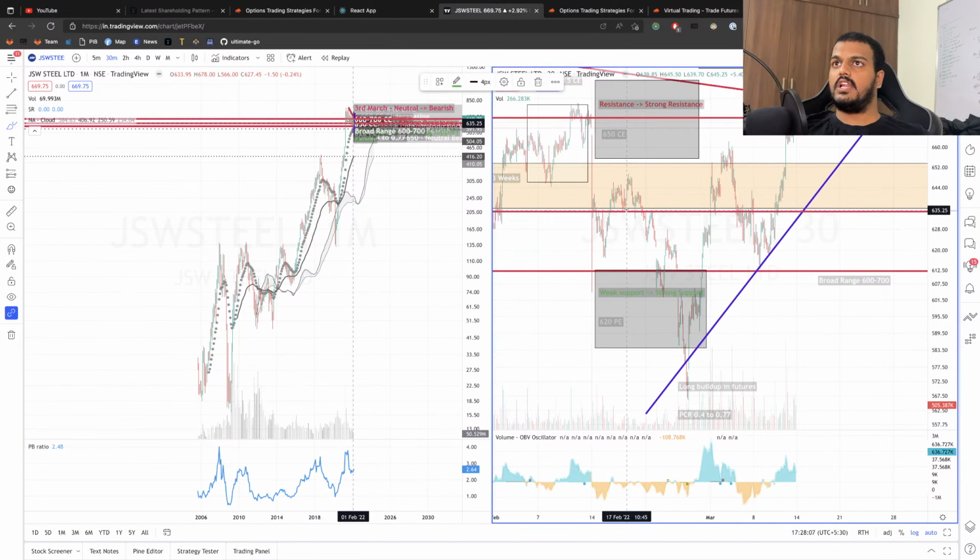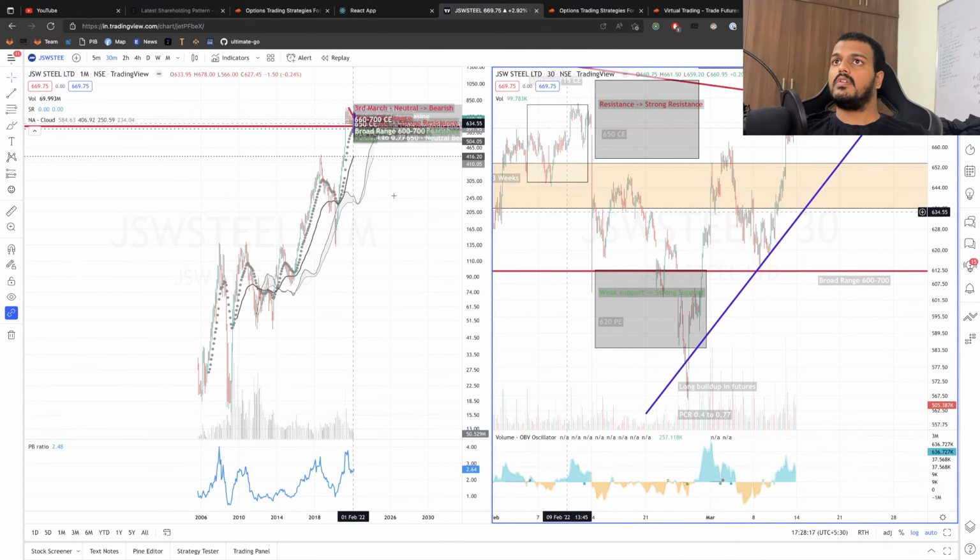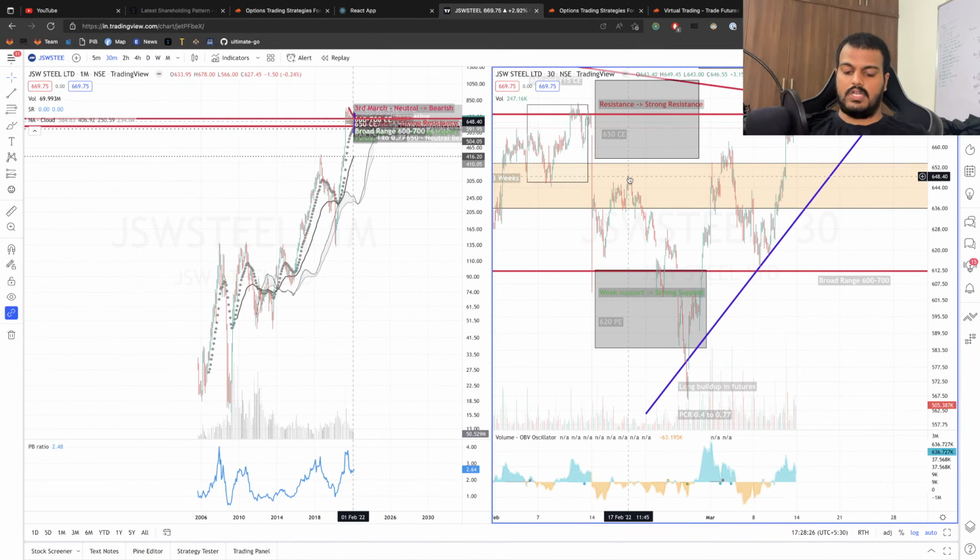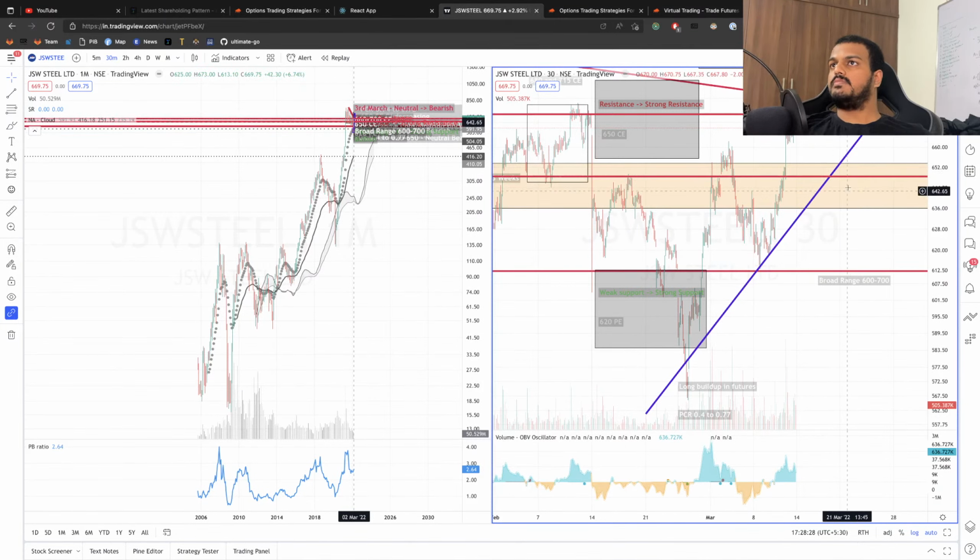If you're seeing, I'll move it to the top. I won't keep it here. Again, keep a line here, and on 17th, this is 17th, now again on the top. So these both acted as resistance. Now what's happening is, the market right now has taken this range.